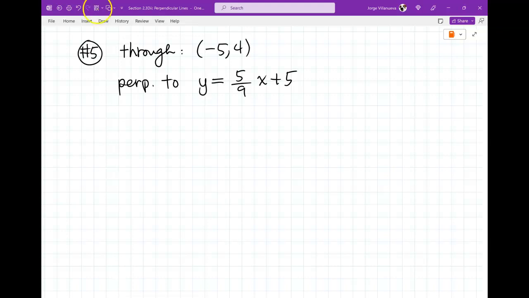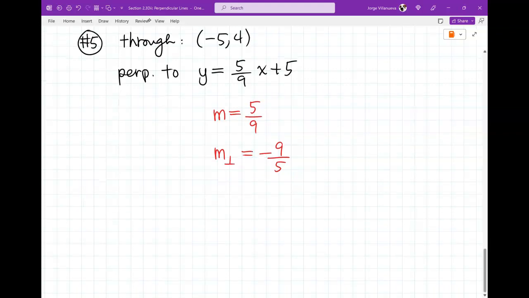So, again, if it's going to be perpendicular, the slope has to be opposite reciprocal. What is my current slope right now? 5 over 9. All right, so what's my perpendicular slope? Negative 9 over 5. You see how I'm writing m and then under it I'm putting a perpendicular notation so that I know that's the slope I need to use for the perpendicular line.